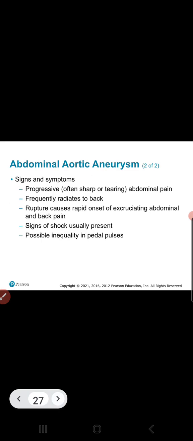All right, so signs and symptoms. Progressive, often sharp or tearing abdominal pain. Frequently radiates to the back. A rupture causes a rapid onset of excruciating abdominal and back pain. Signs of shock usually present, and then possible unequal pedal pulses. So it's one of those things where if you have that, it's one of the things you check for.